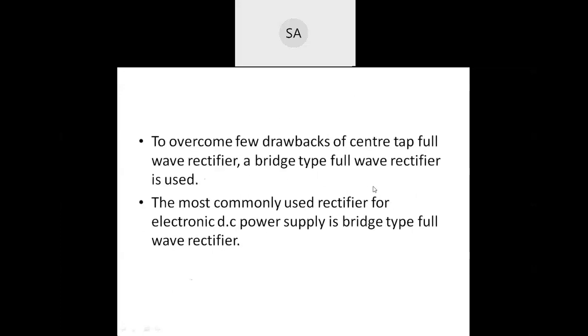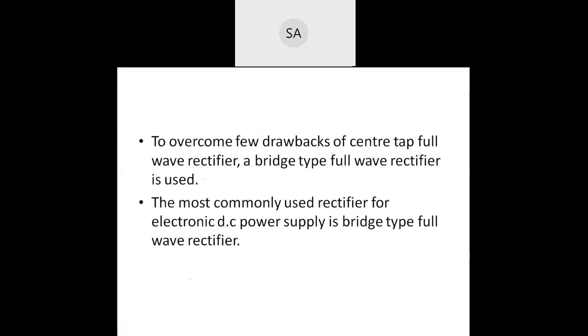To overcome a few drawbacks of the center tapped full wave rectifier, a bridge full wave rectifier is used. So we have to overcome the drawbacks of the center tapped full wave rectifier. We are going to use the bridge full wave rectifier. The most commonly used rectifier in electronic DC power supplies is the bridge type full wave rectifier.